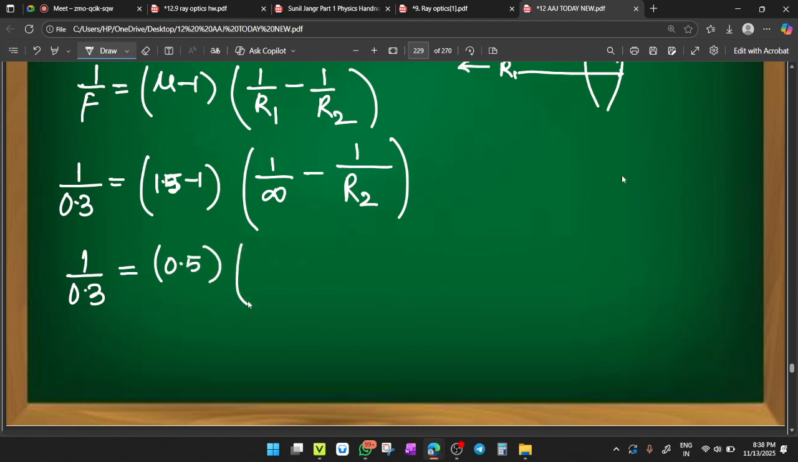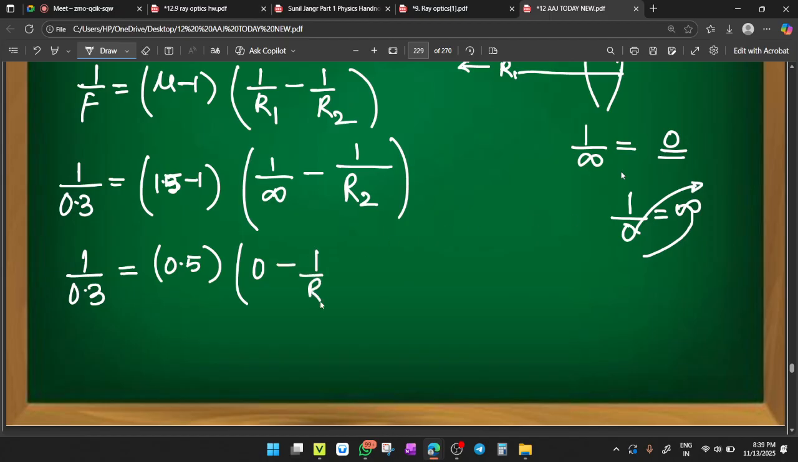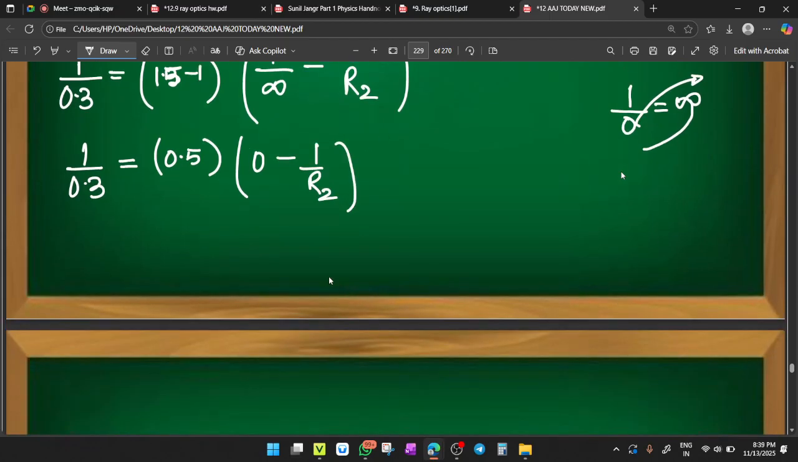Clear or not? 1 upon infinite becomes 0, because infinity is a very large number, and when you divide by it, it will become 0. Clear? 1 upon 0 equals to infinity, and infinity comes here, 0 will come here. So it is equals to 0 minus 1 upon R2. Okay.